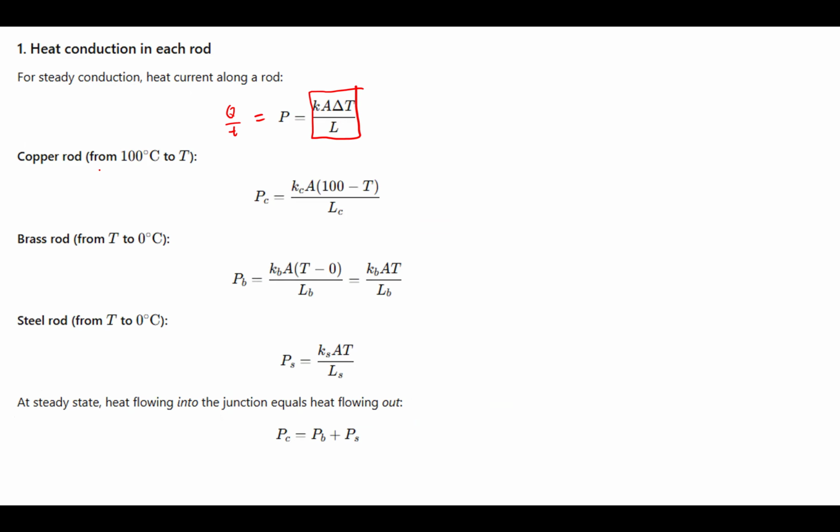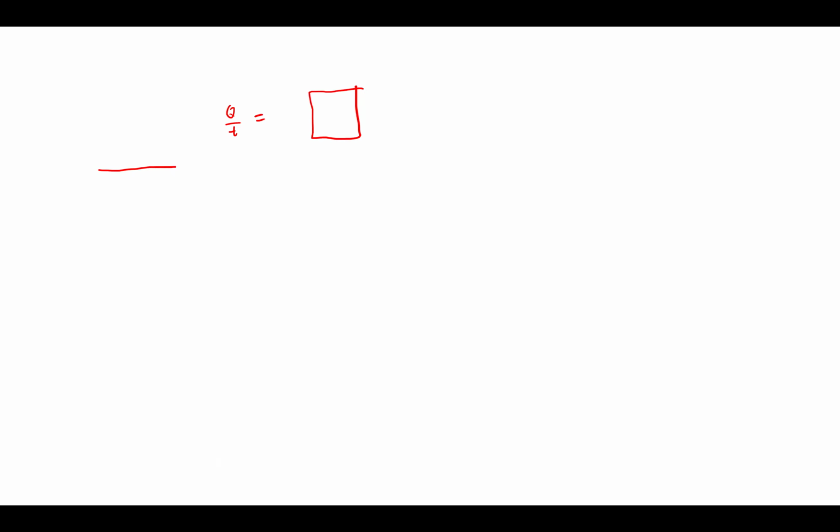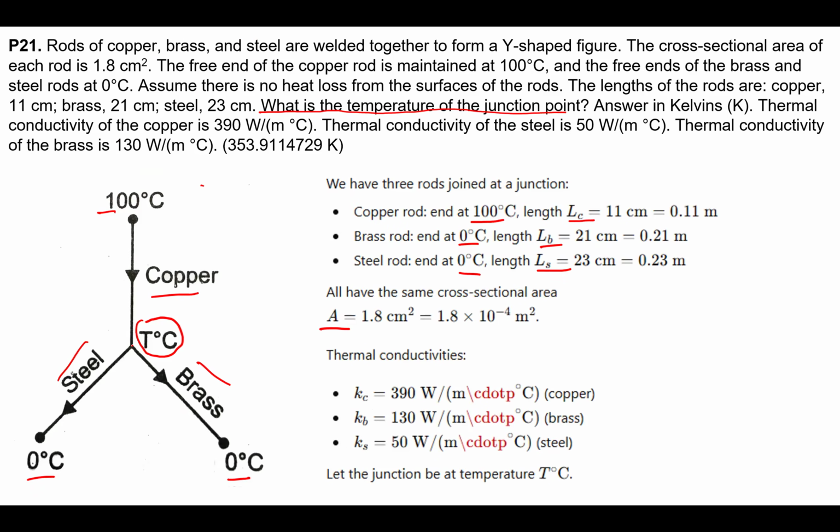So copper rod goes from 100 degrees C to T, and then T to 0 degrees C. What we are going to assume is that because all of the materials are combined here, this T is the same for the steel at this position, the copper at this position, and the brass at this position. So copper will cool down from 100 degrees C to T, and then steel will cool down from T to 0 degrees C, and the brass will cool down from T to 0 degrees C.